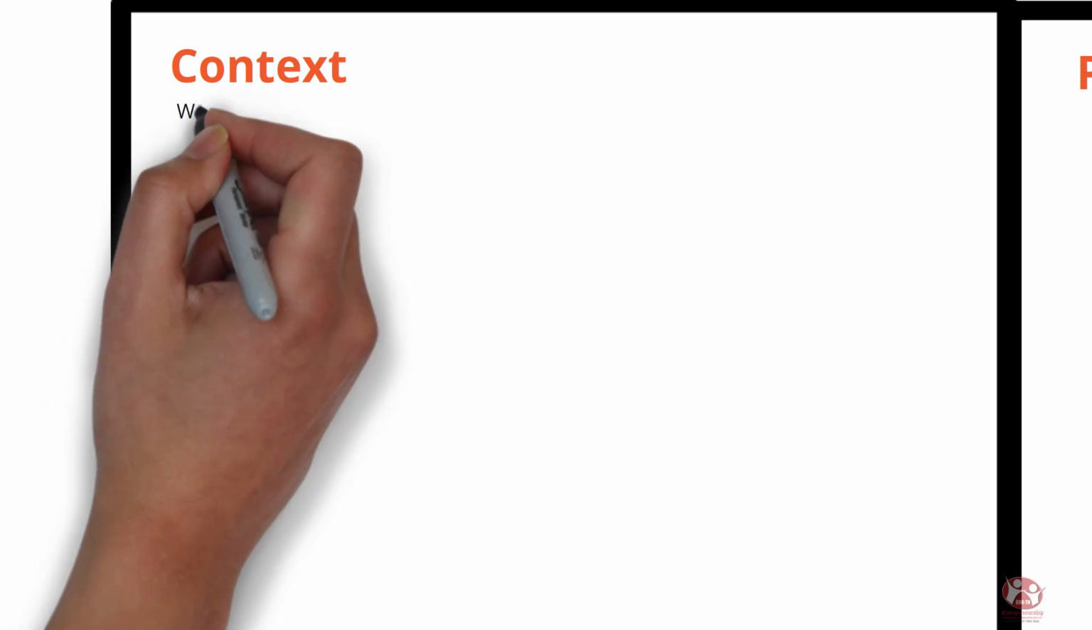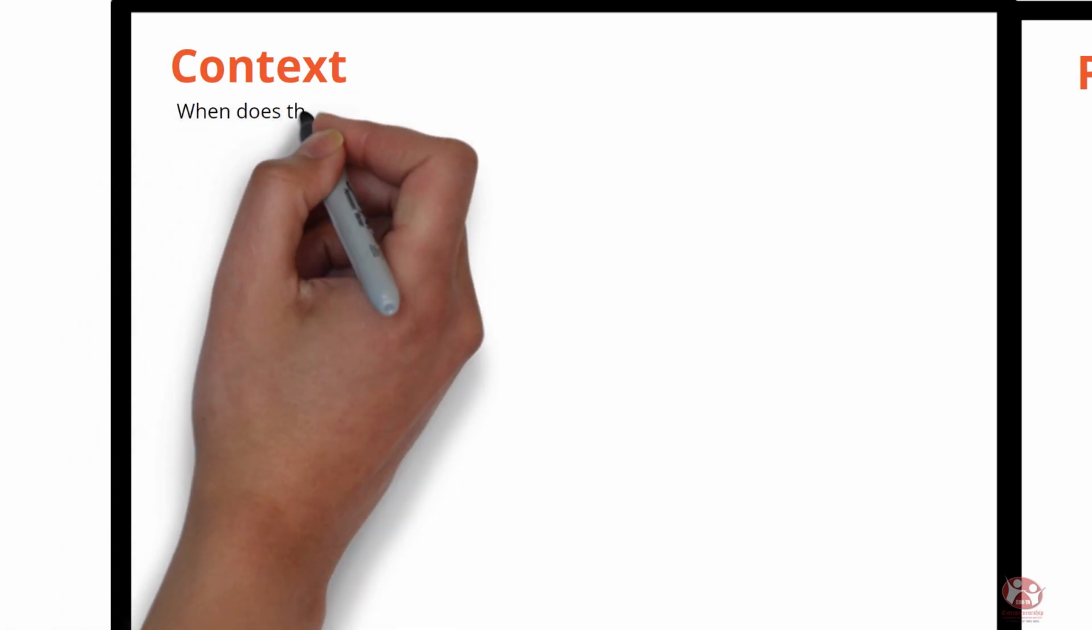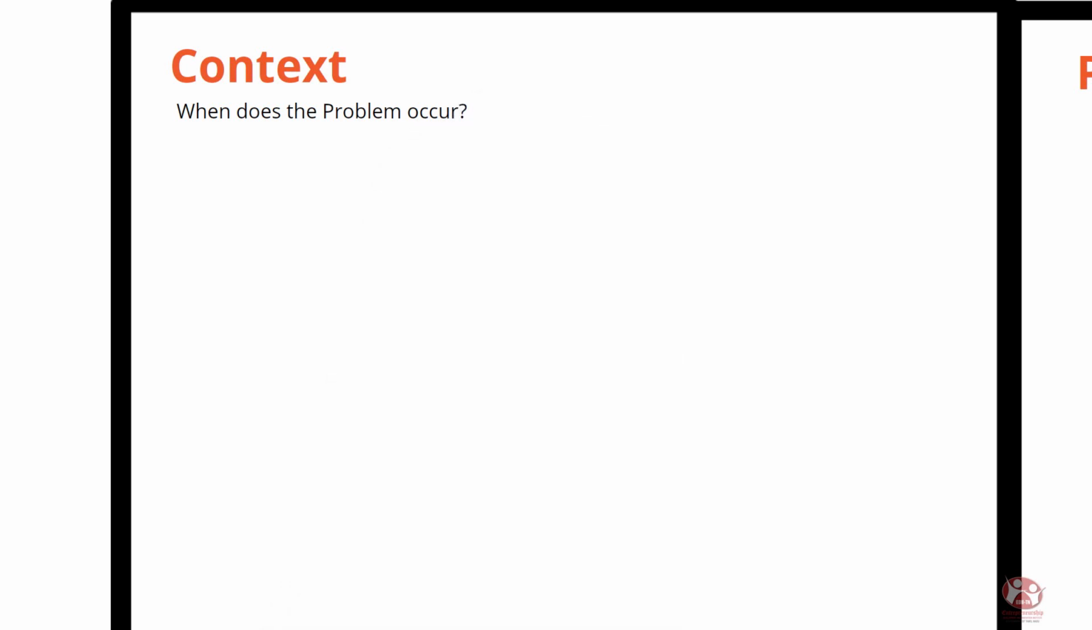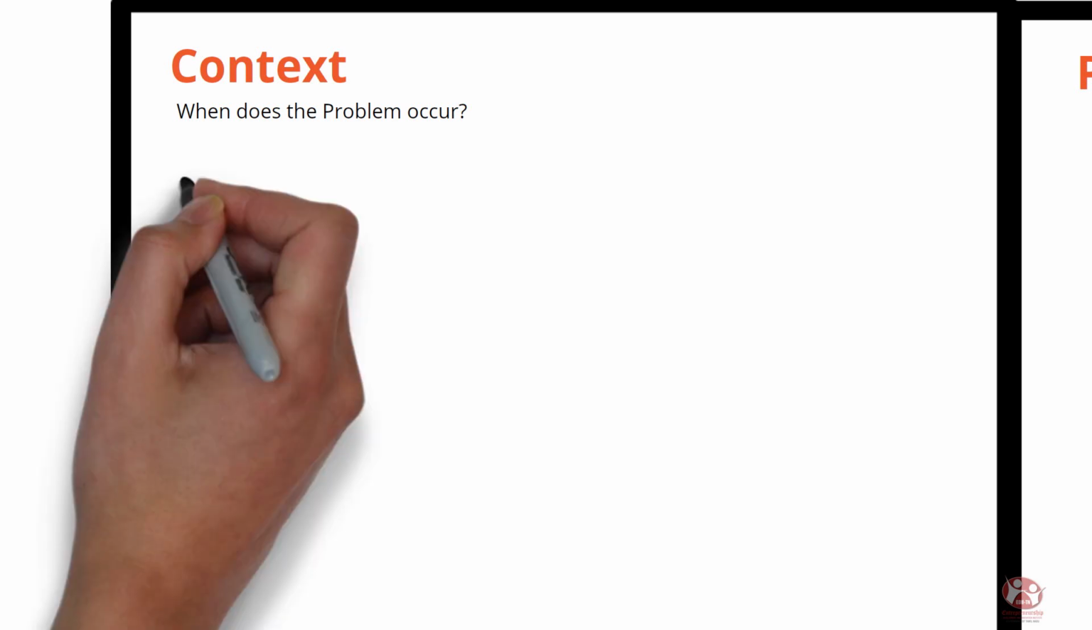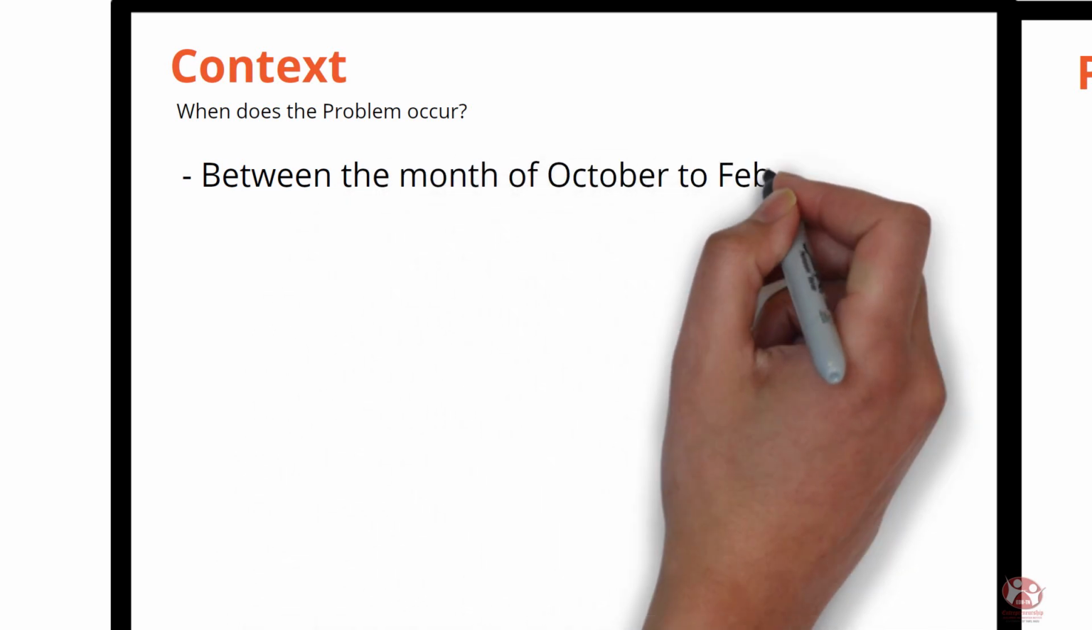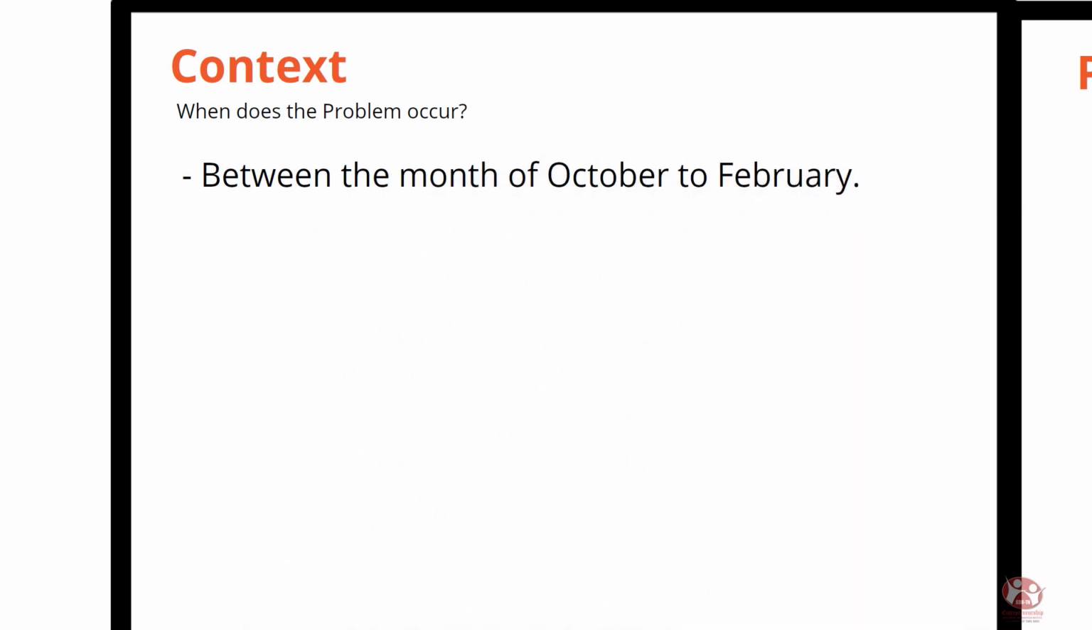First and foremost, when you think about the context of the problem, you need to ask yourself a question: when does the problem occur? Let's take for example Delhi, the capital city of our country, which has the reputation of being one of the most polluted cities in the world. But usually, if you ask any person living in Delhi, when do they feel the severity of air pollution? It is between the month of October to February.